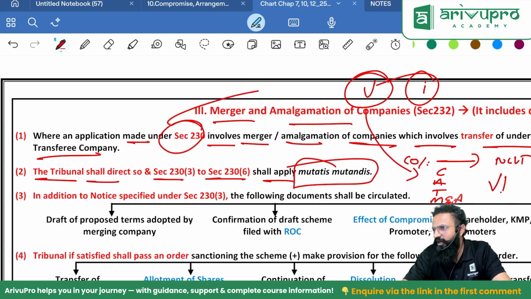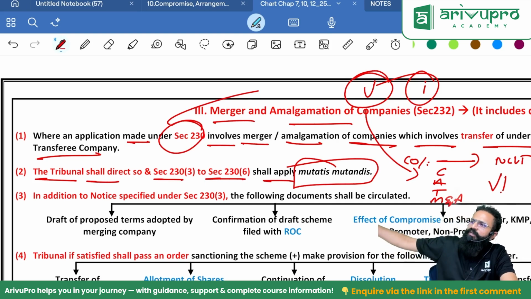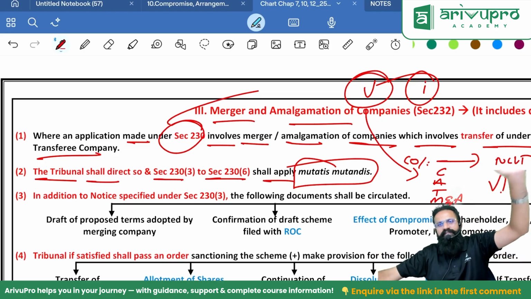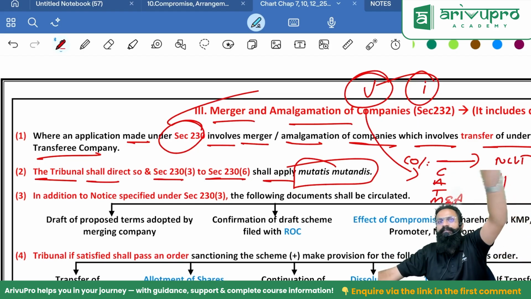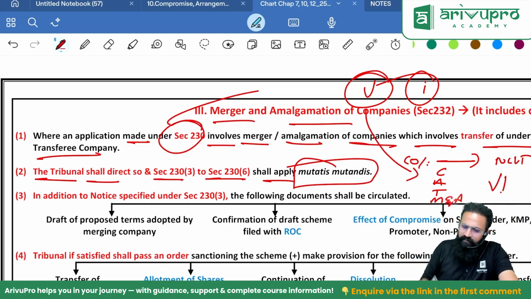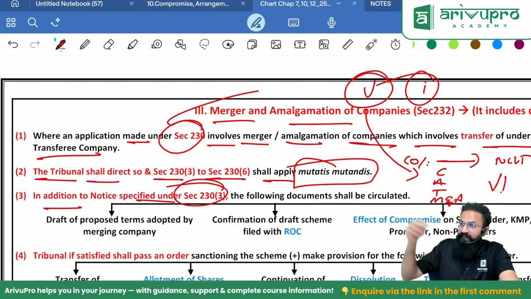How many people should vote? Majority in number, three-fourths in value. Objection 10% or 5% shall apply mutatis mutandis here as well. You need to conduct a meeting for a scheme to be approved. Again, majority in number, three-fourths in value. Objection 10% or 5%, the same thing will apply as it is. Is it clear? Okay.